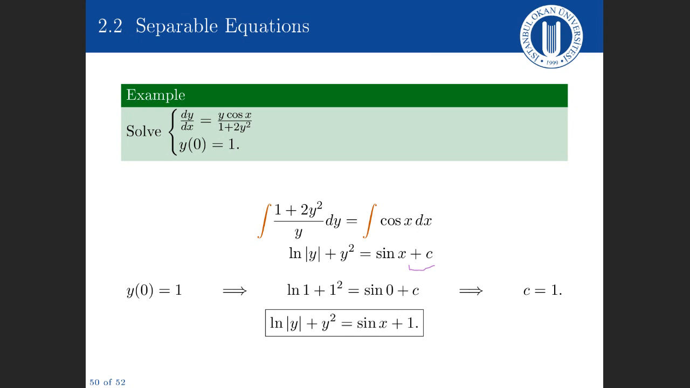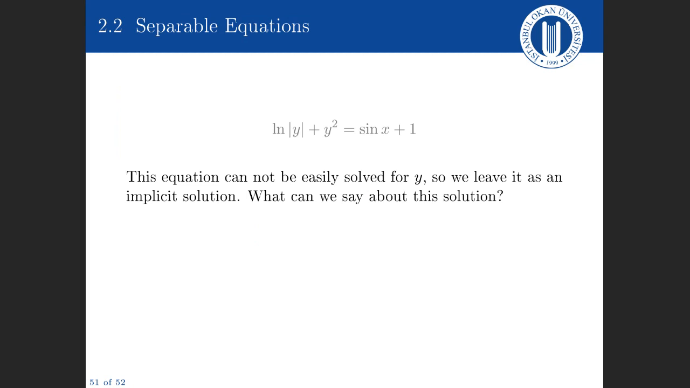Using the initial condition, we have log of 1, which is equal to 0, plus 1 squared is equal to sine of 0, which is 0, plus c. So the constant must be 1. The answer to this problem is the implicit solution, natural logarithm of the absolute value of y plus y squared is equal to sine x plus 1. We can't solve this for y, so we're going to leave this as an implicit solution.